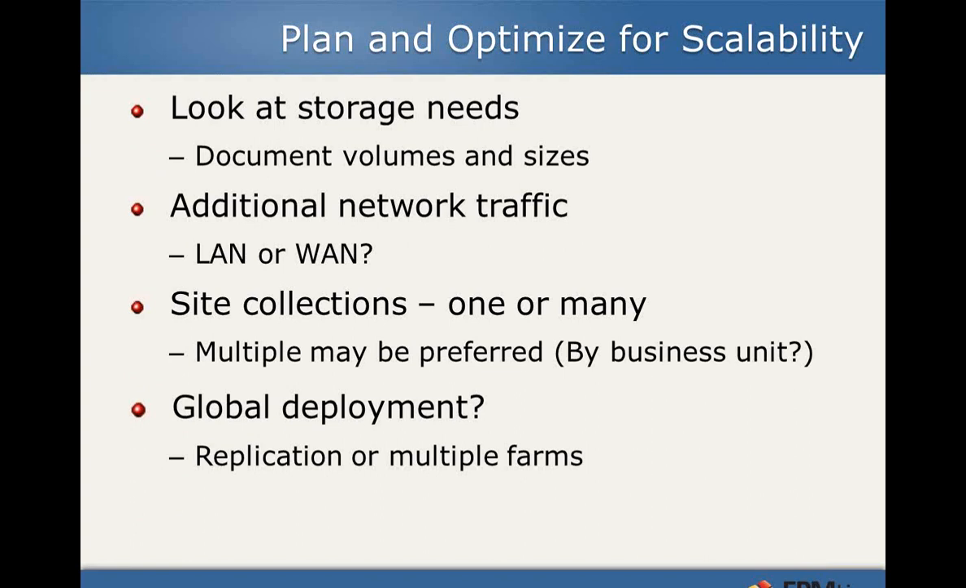But the idea is, look at your storage needs, mostly look at your document volumes and the sizes. Look at the topology. Is it strictly going to be internally within a LAN here locally, or is it going to be over a WAN, and do you have to accommodate the traffic and possibly the performance in that WAN?